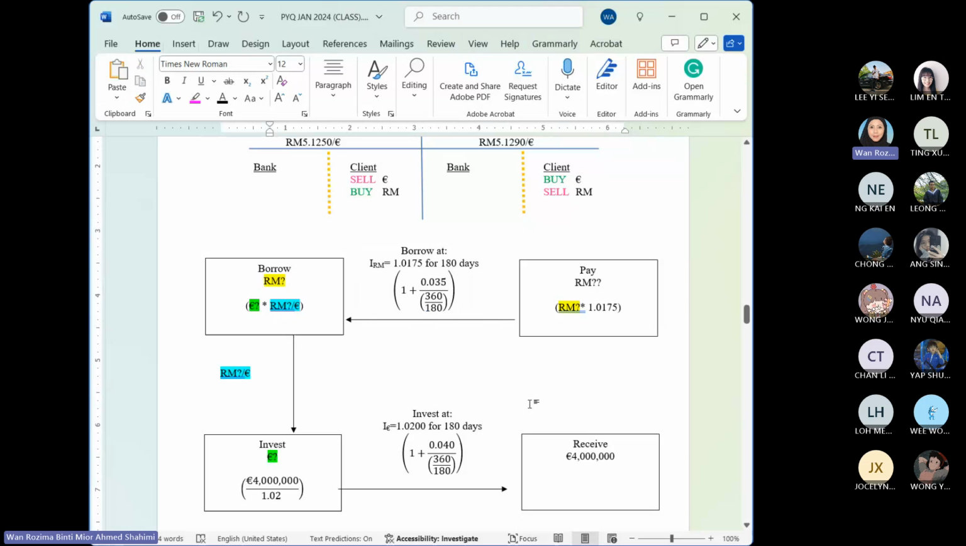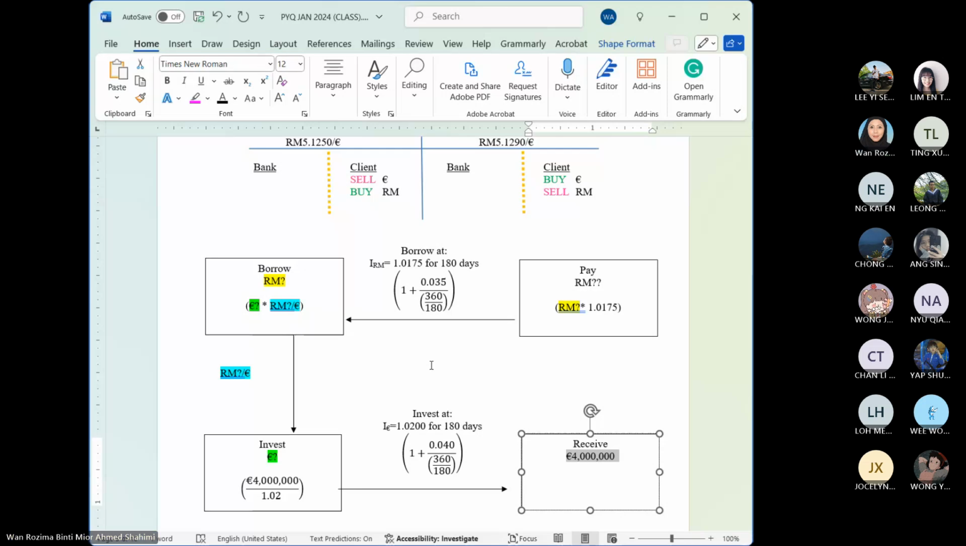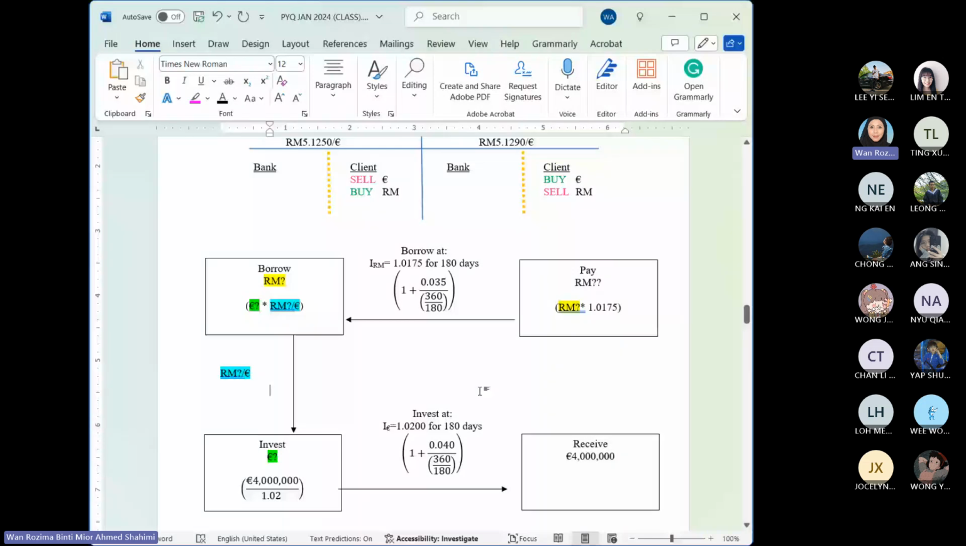Remember when you do the money market hedge account payable, you need to start from the bottom, and slowly going up. So remember the liability, the account payable, 4 million euro. So start with this. We understand that even though we invest in euro, invest in Europe, and then borrow in Malaysia, in terms of calculation, we need to start with invest first and then going up.